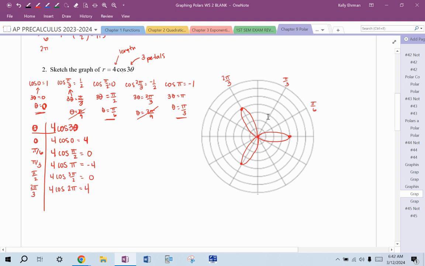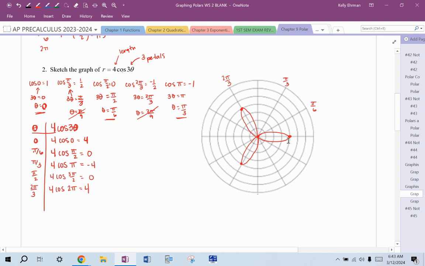Another pattern to notice is that if you know where the first petal starts and you know how many petals there are, you can find the distance between petals, right? Like if there are 3 petals, 2 pi is a full circle, divided by 3 means the distance from this petal to this one was 2 pi over 3. And then you can go another 2 pi over 3.